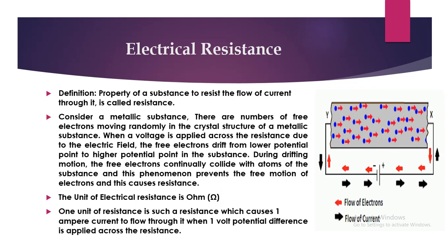The unit of electrical resistance is ohm. Generally, ohm is defined as follows: 1 ohm is such a resistance which causes 1 ampere of current to flow through it when 1 volt potential difference is applied across the resistance.